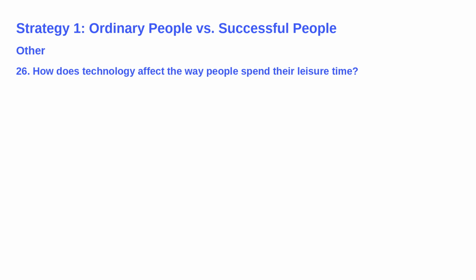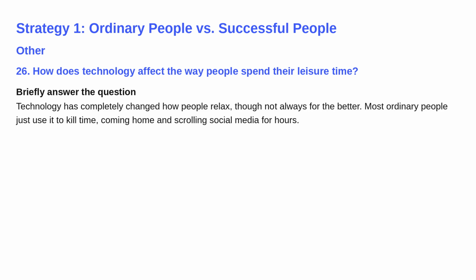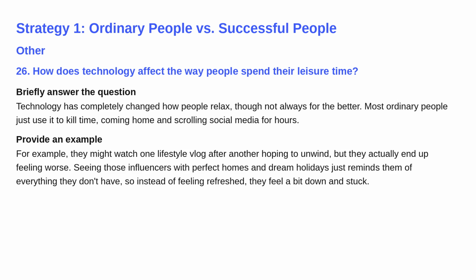How does technology affect the way people spend their leisure time? Technology has completely changed how people relax, though not always for the better. Most ordinary people just use it to kill time, coming home and scrolling social media for hours. For example, they might watch one lifestyle vlog after another hoping to unwind, but they actually end up feeling worse. Seeing those influencers with perfect homes and dream holidays just reminds them of everything they don't have. So instead of feeling refreshed, they feel a bit down and stuck.